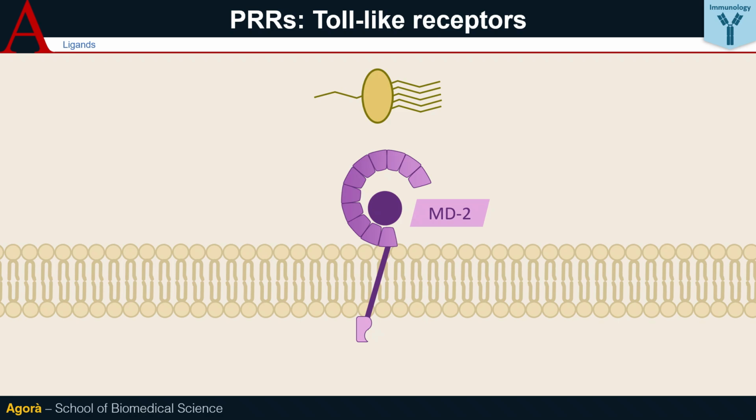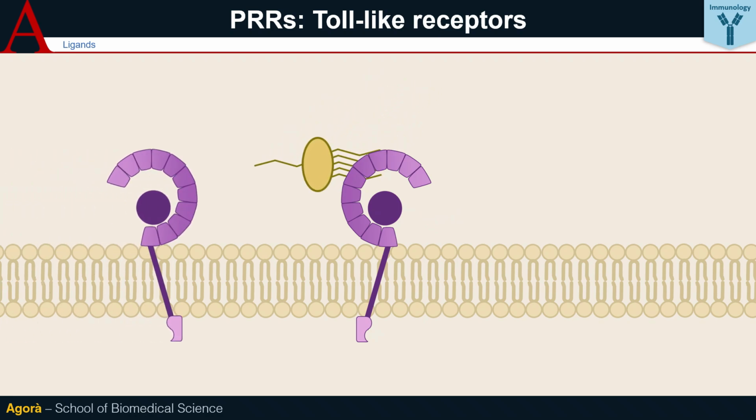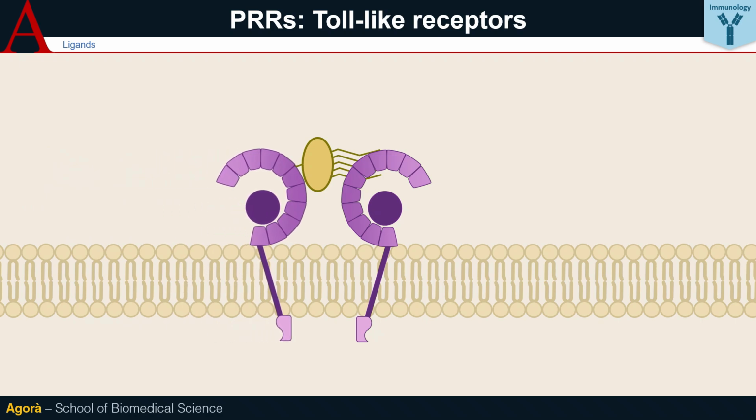When LPS is present, 5 fatty acids of lipid A bind to MD2, leaving a 6th chain free. This unoccupied chain enables binding to the outer surface of another TLR4, leading to dimerization and the initiation of signaling.